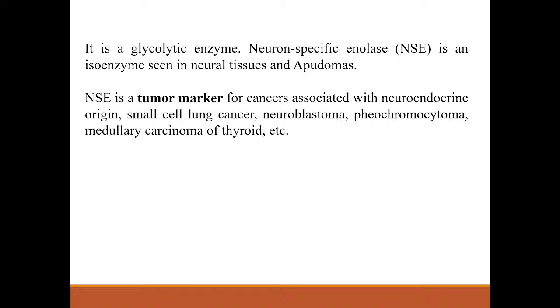Neuron specific enolase is used for analysis in neural disease. NSE is a tumor marker for neuroendocrine tumors, small cell lung cancer, neuroblastoma, pheochromocytoma, and medullary carcinoma of the thyroid. Along with this tumor marker, you have one more, VMA, for neuroblastoma and pheochromocytoma. When amino acid metabolism is taught, you will come to the role of VMA, or vanillyl mandelic acid. That also is a good marker for pheochromocytoma and neuroblastoma.